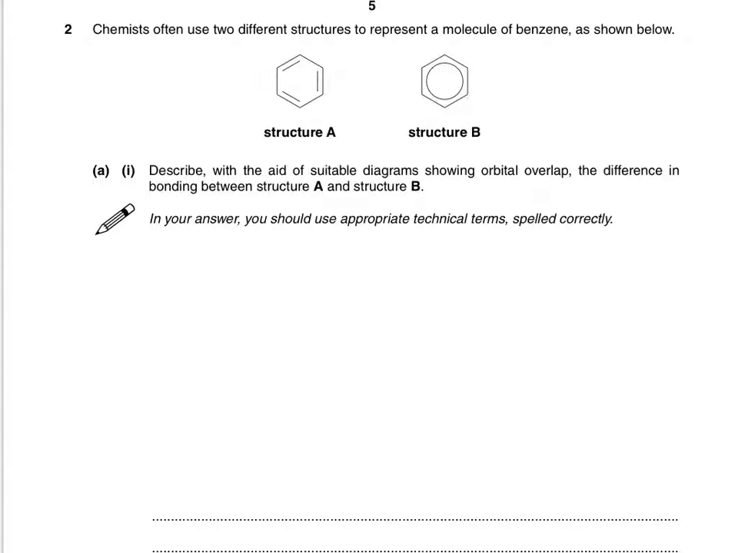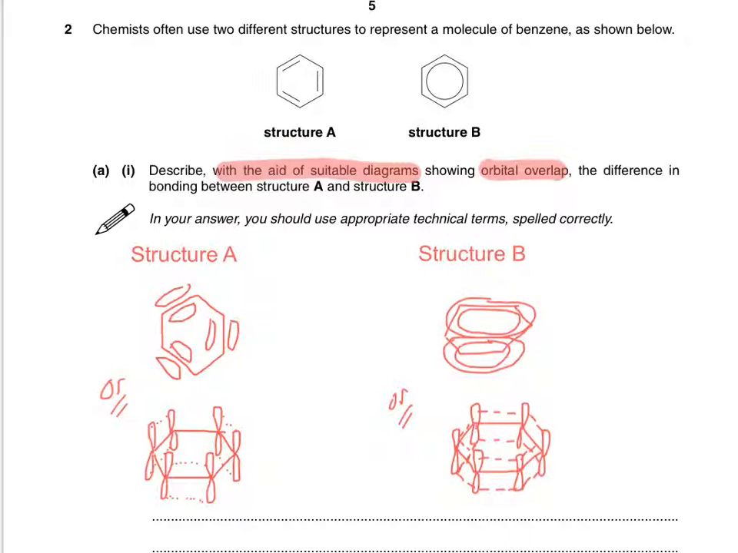So it's very important to read the question here, and it says, with the aid of suitable diagrams, not diagram, so 2 diagrams, one for A and one for B. You must have orbital overlap in them, so don't just copy out structure A or do it in a slightly different format such as displayed formula. You've got to show the orbital overlap to get the first mark. So those are the 2 possible options that you've got, but you've got to draw the orbital overlap somehow for both structures.